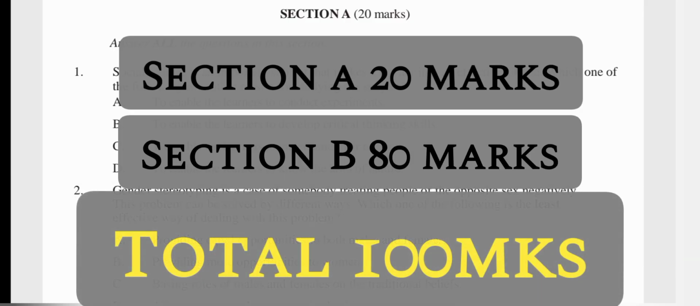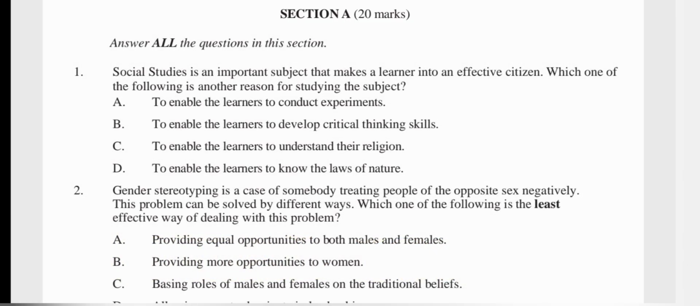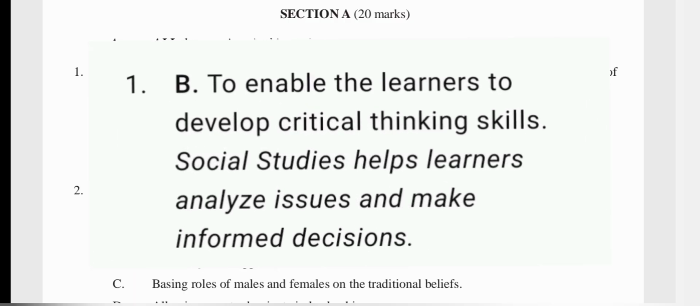Let's continue. Social studies is an important subject that makes a learner into an effective citizen. Which one of the following is another reason for studying the subject? To enable the learners to conduct experiments, this is integrated science. To enable the learners to develop critical thinking, this is social studies. To enable the learners to understand the religion, this is CRE education, that is religious education. To enable the learners to know the laws of the nature, this is geography.